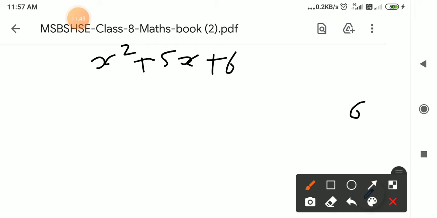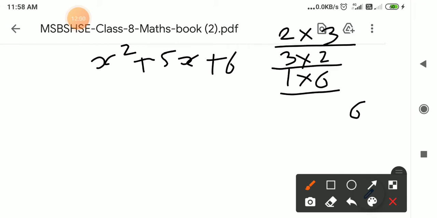So here, 6 is present in the table. 2 3s are 6, right? 2 3s are 6, 3 2s are 6, 1 into 6 is 6. The 6 is present in these tables inside. 3 2s are 6, otherwise 2 3s are 6 is the same only. So from this, you can choose any one.